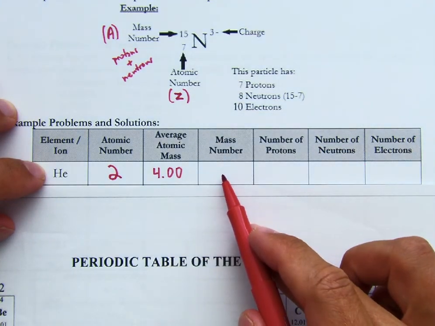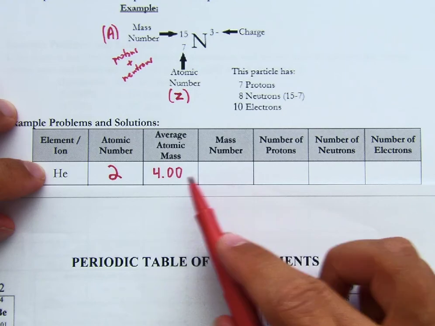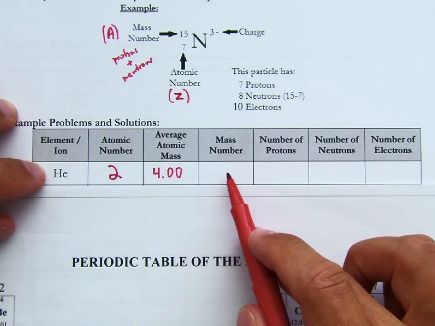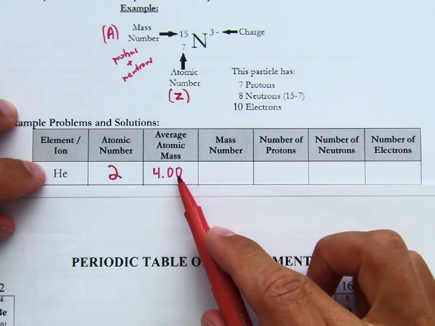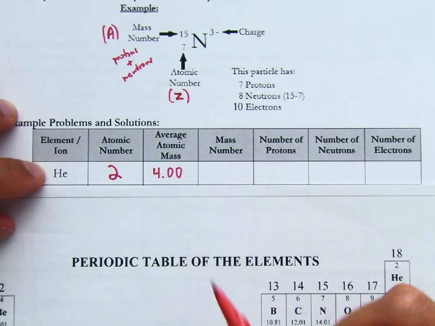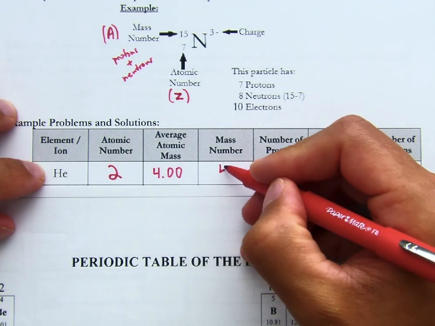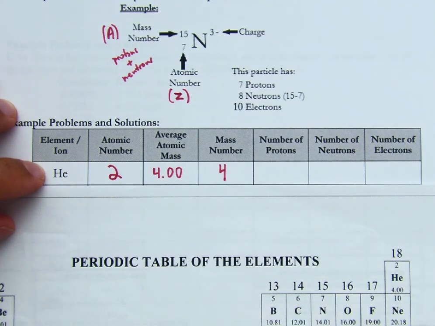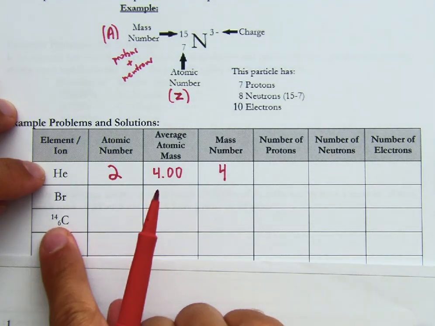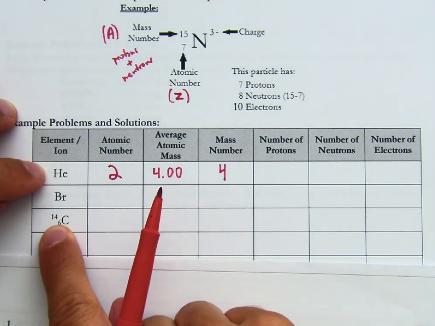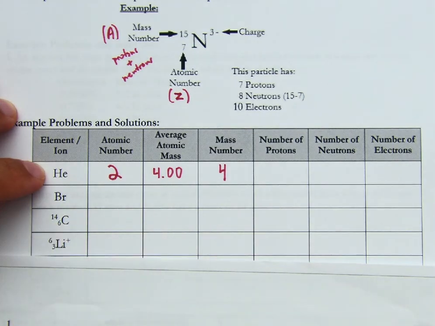Now, for mass number, we're just going to base our mass number on taking the average atomic mass and rounding it to the nearest whole number. So unless a mass number is provided, we're going to just use a periodic table and round the average atomic mass to the nearest whole number.